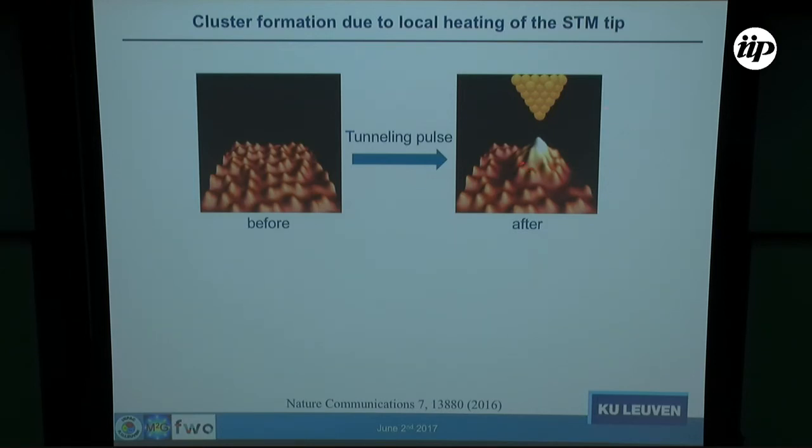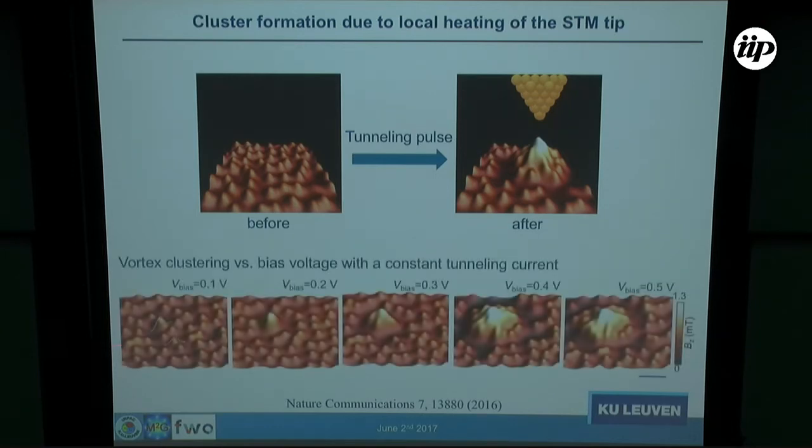This means that by using this STM tip, we locally suppress the superconductivity, and then the vortices are attracted to the position of this hot spot. And we see that we can control the size of this cluster just by changing the bias voltage.